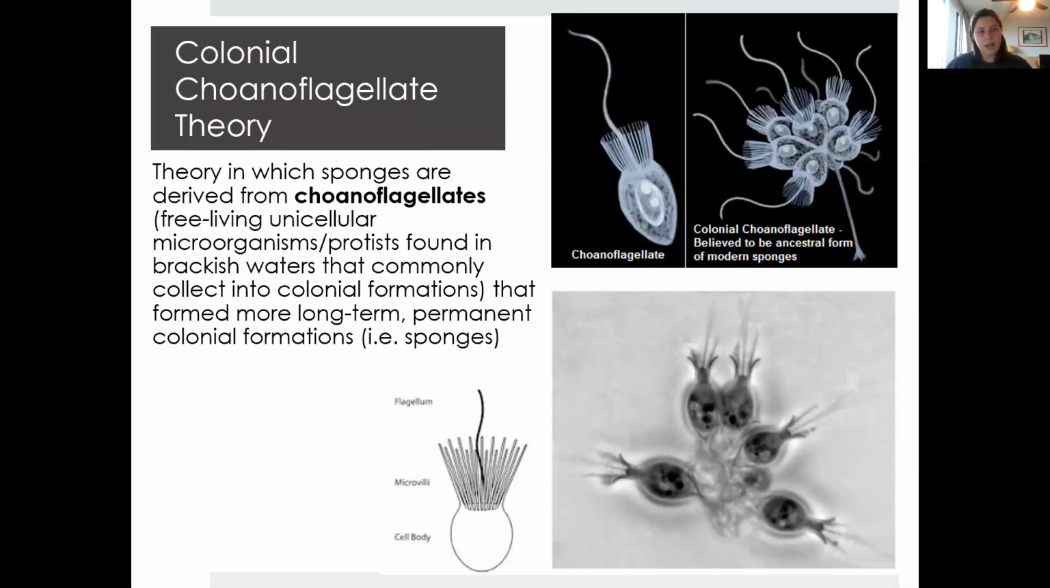So this slide here talks a little bit about the colonial choanoflagellate theory, and that theory is just that sponges are originally derived from choanoflagellates. So those are a free-living unicellular protist or microorganism. And here you can see that they have a similar flagellated larvae-like form, and they're able to form colonies, and they have the same feeding mechanism. So that's thought to be evolutionary. Sponges are thought to be evolutionarily diverged from these choanoflagellates.